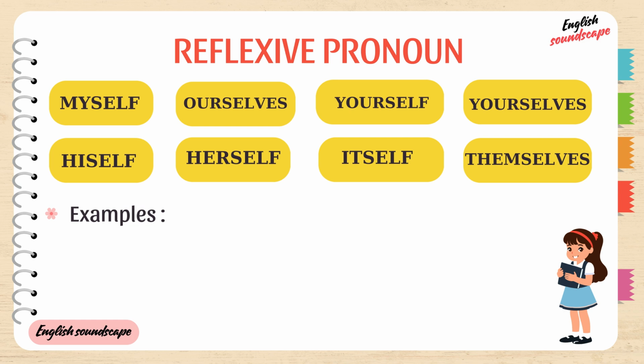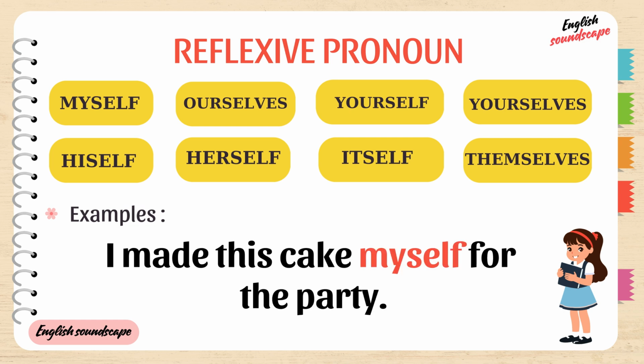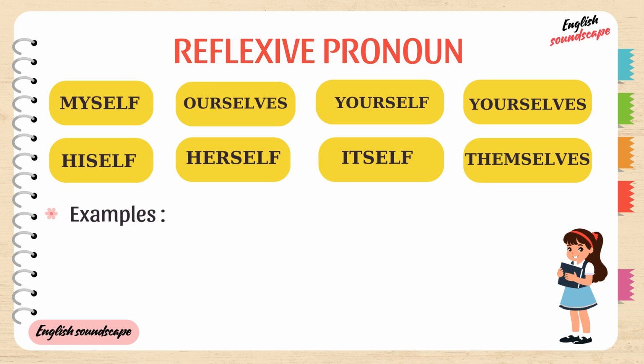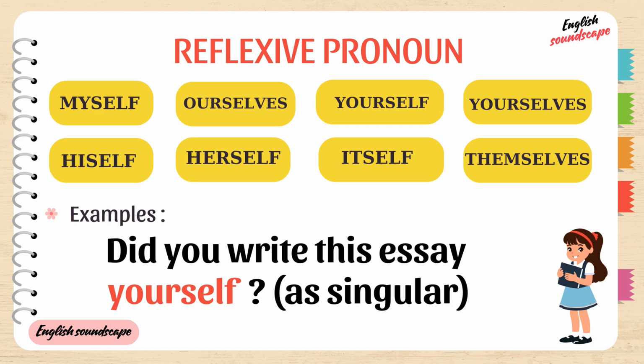Reflexive pronouns. Myself. Ourselves. Yourself. Yourselves. Himself. Herself. Itself. Themselves. Examples. I made this cake myself for the party. We prepared ourselves for the upcoming exam. Did you write this essay yourself?